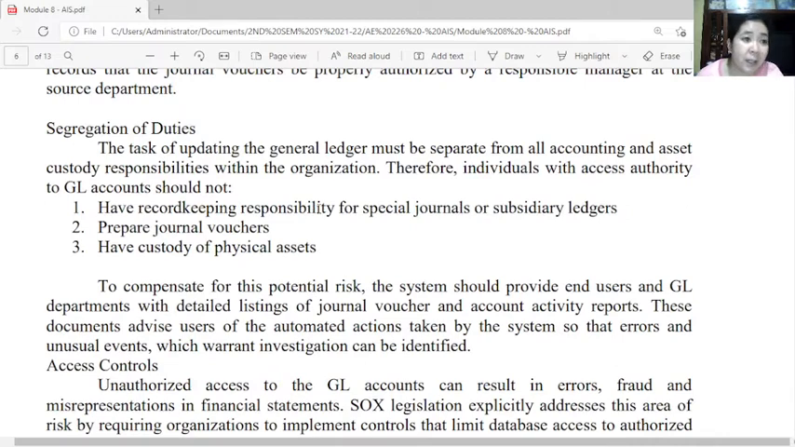Second is in terms of segregation of duties. So here, the task of updating the general ledger must be separate from all accounting and asset custody responsibilities within the organization. So therefore, individuals with access authority to general ledger accounts should not have any recording responsibility for special journals or subsidiary ledgers. They also should not prepare journal vouchers and have custody over physical assets. This is very important to avoid, again, manipulation, error, fraud, and misstatements. Okay? So we all know the weight of segregating duties to avoid these potential risks.